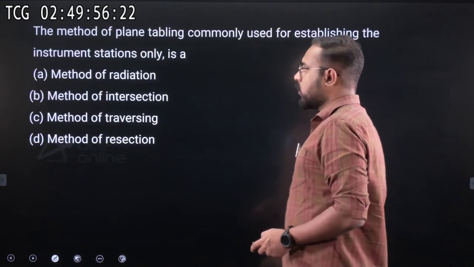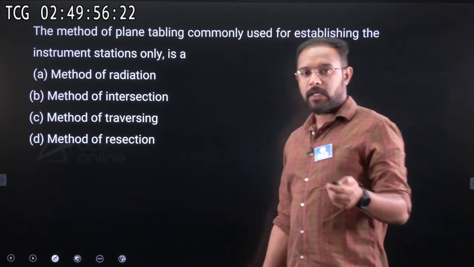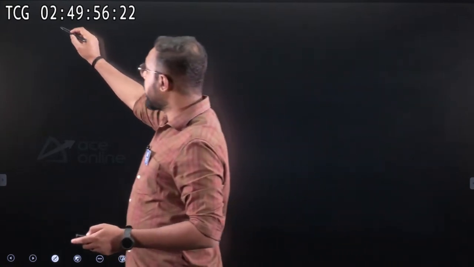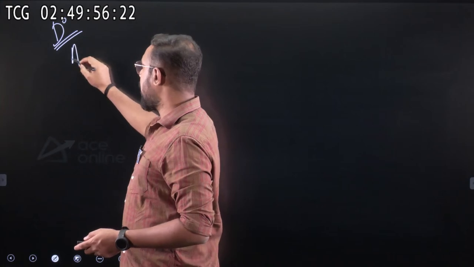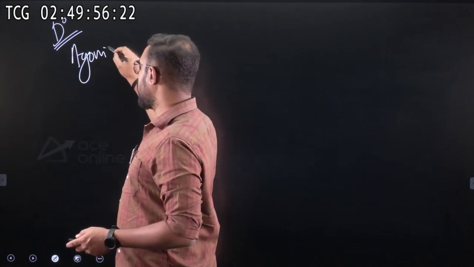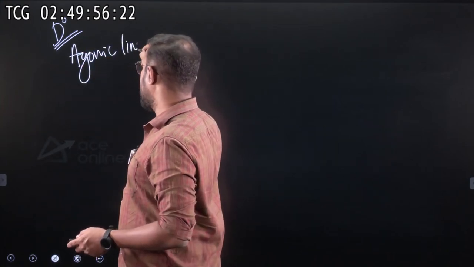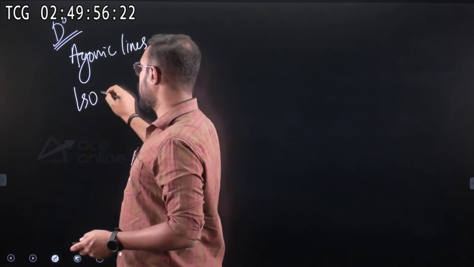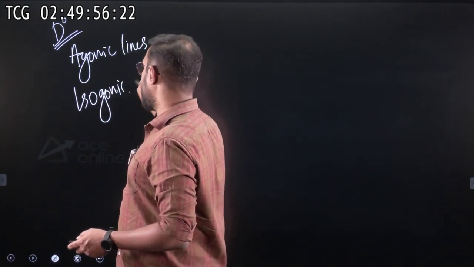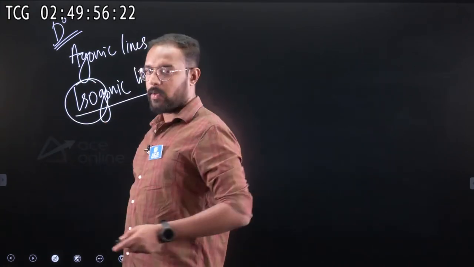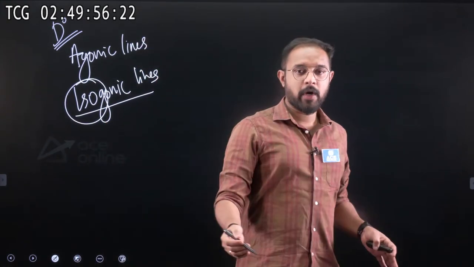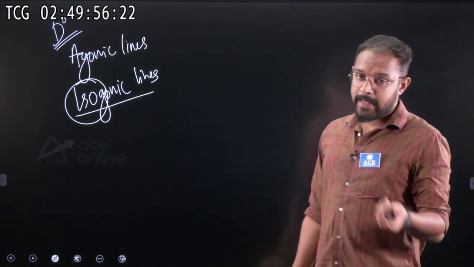Similarly, related to declination we also have two lines. What are they? They are agonic lines and isogonic lines. So what do you mean by isogonic lines? Iso means same or equal. So they will join points of same or equal declination.